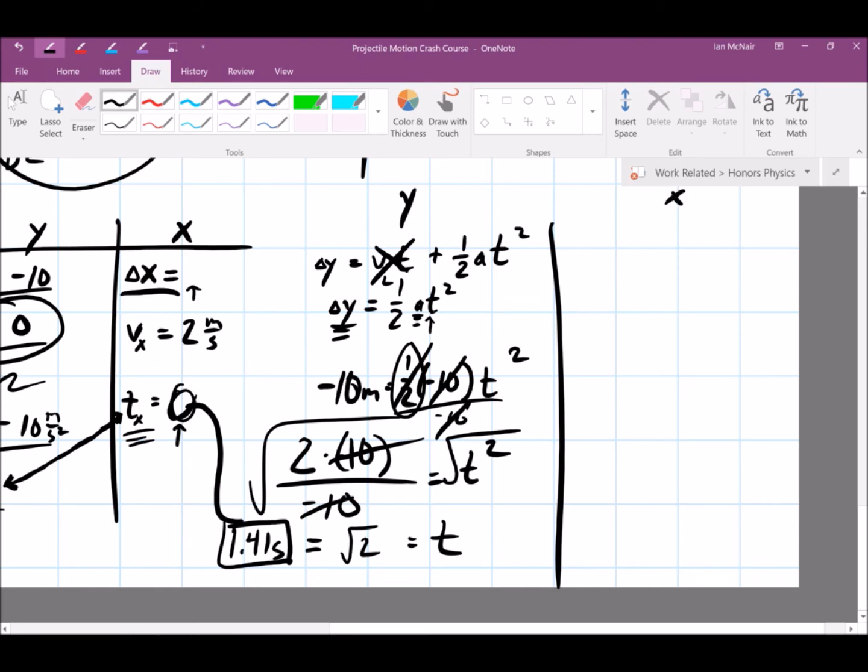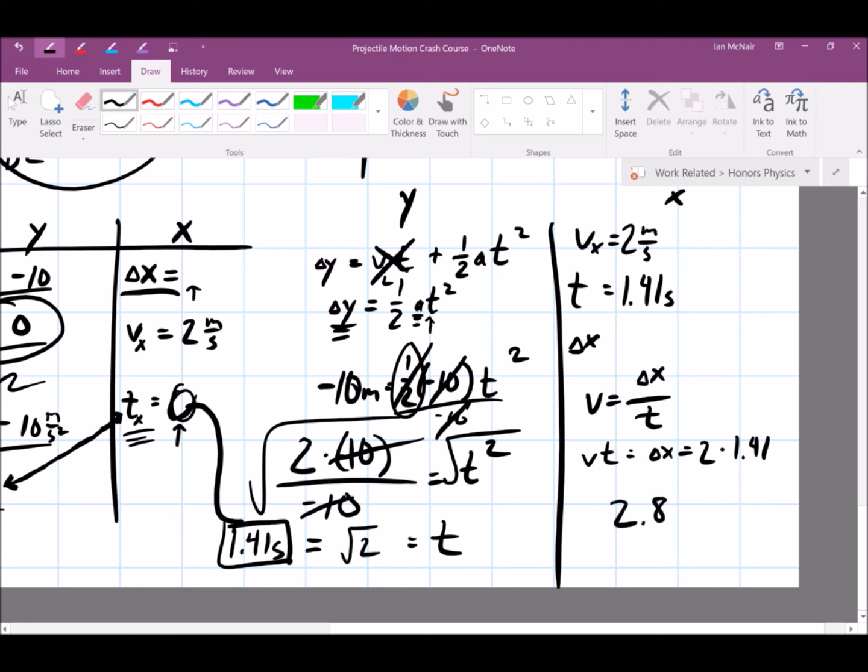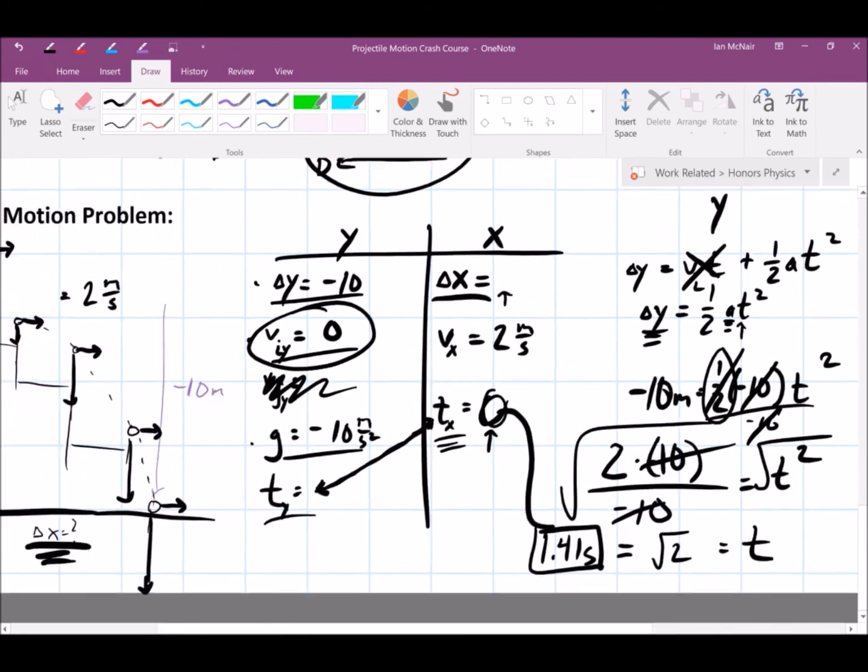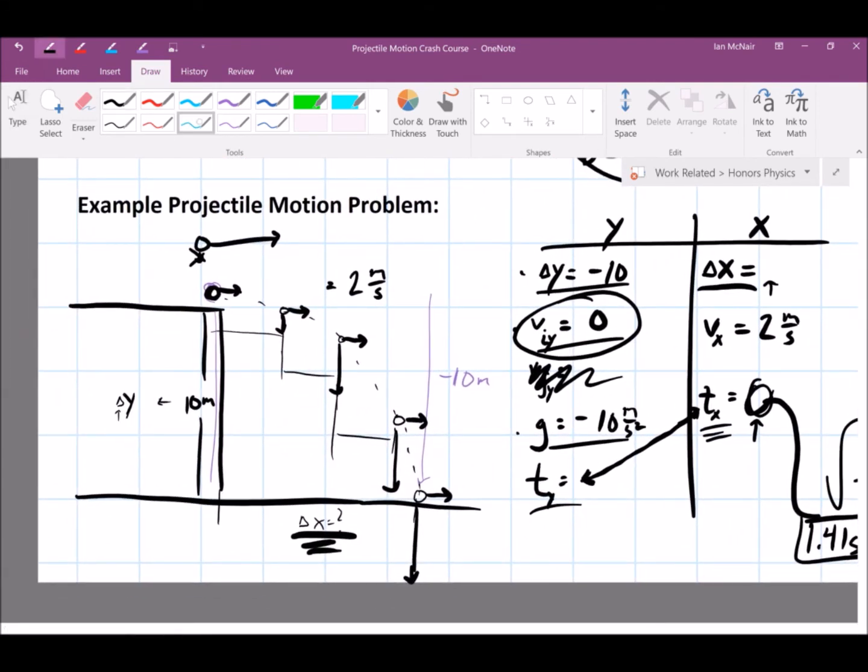We have our velocity. We have our time now. And now we're just looking for delta x. And the equation that we have to solve for that is v equals delta x over t. If we solve for delta x, we get vt equals delta x. We plug that in, get 2 times 1.41, and that's going to give us about 2.82 meters. And what that means is that this ball, right, after it got kicked off, went 2.82 meters when it lands right there.